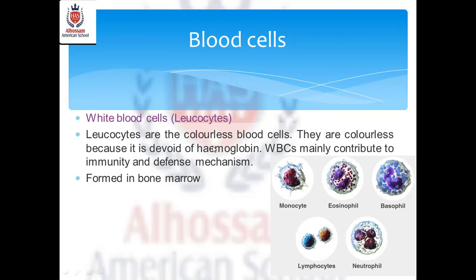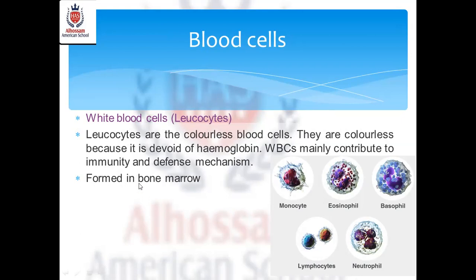Actually, in the blood, they are colorless, and if we put a stain, they will appear as huge red cells. They don't contain hemoglobin, and that's why they don't have a specific red color like the red blood cells, but they have an important mechanism, which is defense and immunity in your body.